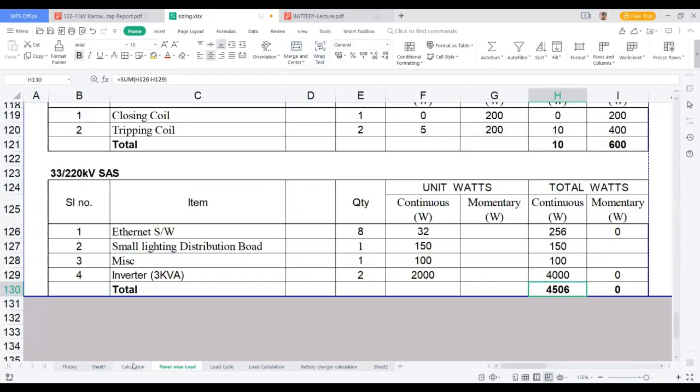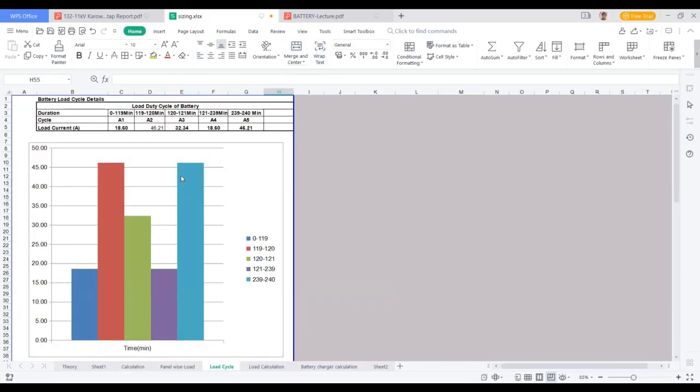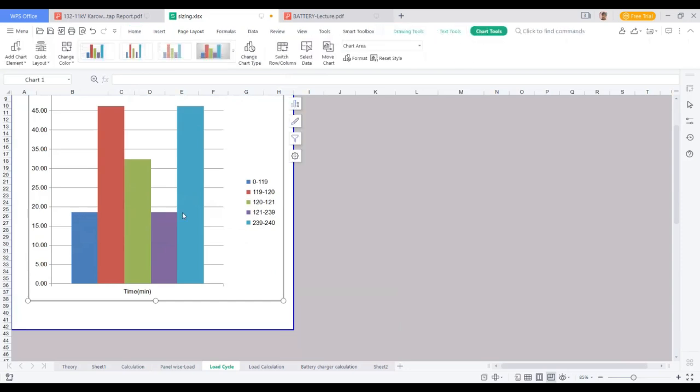So when we got this, now you are preparing the load cycle. You can see the load cycle. This is the continuous. Continuous will be there here. So this one is the tripping one. This one up to here is the closing one. Wait a minute, I want to draw a line here. This whole part is a continuous one.